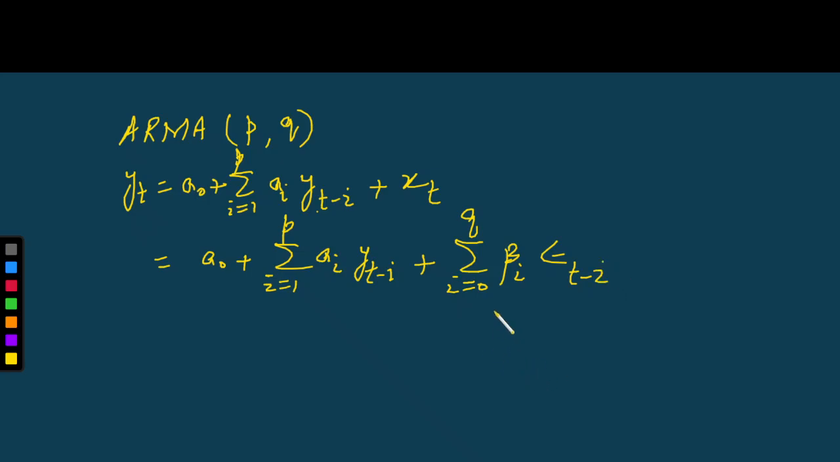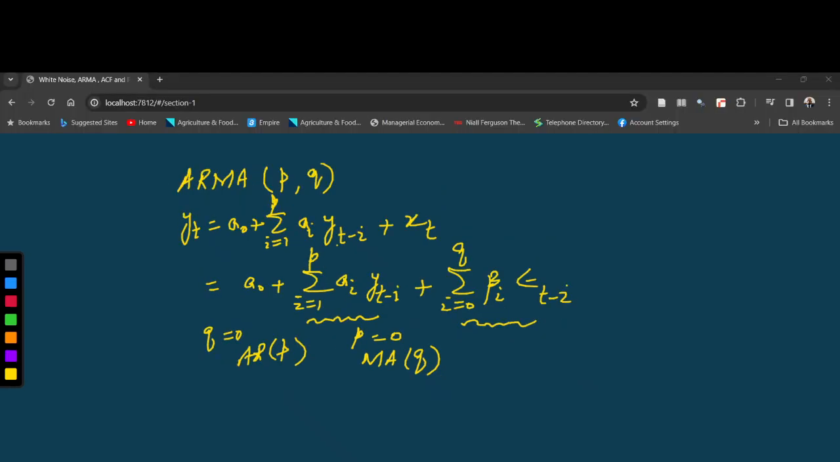So this is the moving average of order q. This is autoregressive, and these are the lags. It is self-regressed, regressed on its own lags. If q is equal to 0, it is an AR(p) process. If p is equal to 0, it will be an MA(q) process.